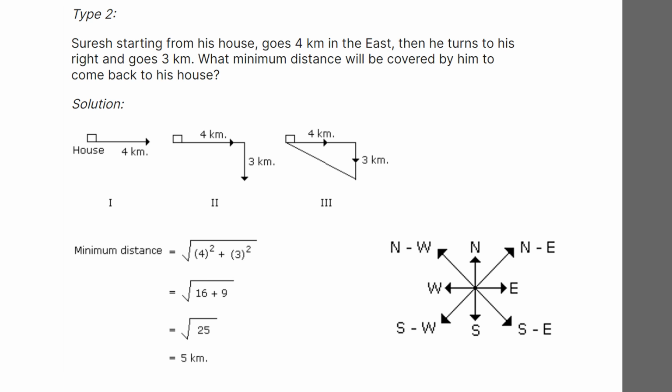So you can see here, once the direction chart is near to your question, you can flow through these directions and examine here. So starting from the house, 4 kilometers towards east, and again from the east he turns to his right and goes 3 kilometers. So you can follow the same direction, that is towards the south. And as we know, the nearest distance will be almost the diagonal, or you can say the hypotenuse of the right angle triangle which is formed with the sides of 4 and 3.